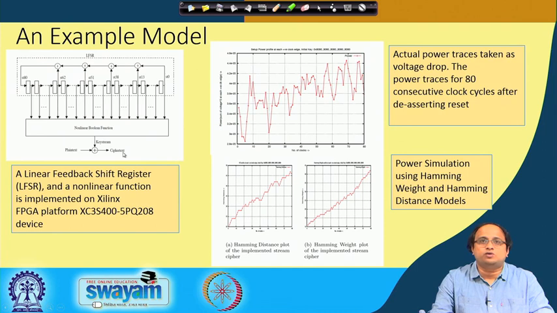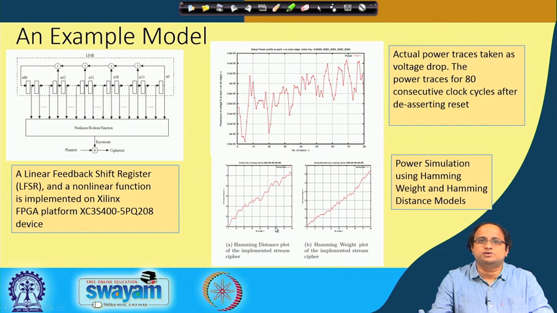Okay. So, what we do here is implement this on a Xilinx FPGA device and observe the actual power taken as a voltage drop, the power traces, for 80 consecutive clock cycles after deasserting the reset. So, you initially reset and then allow the stream cipher to generate key streams, and you also try to capture the corresponding power consumption.